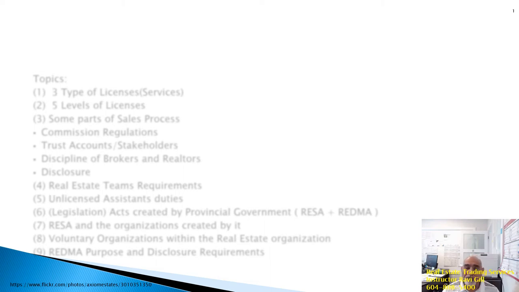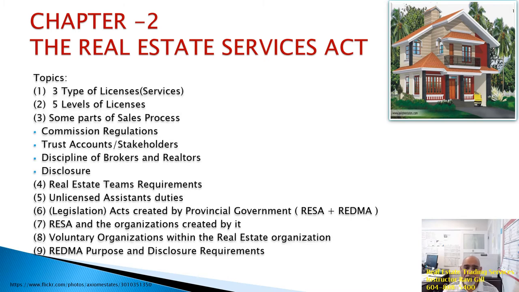Good morning, everybody. Chapter 2 of the Realtors course, Reps course. Topics, 9 topics. 3 types of licenses, 5 levels of licenses, some parts of the sales process, real estate team requirements, unlicensed assistance duties, acts created by the provincial government, the RESA and the REDMA, the organizations created by RESA, voluntary organizations within the real estate organization, and last is REDMA, the purpose and disclosure requirements.